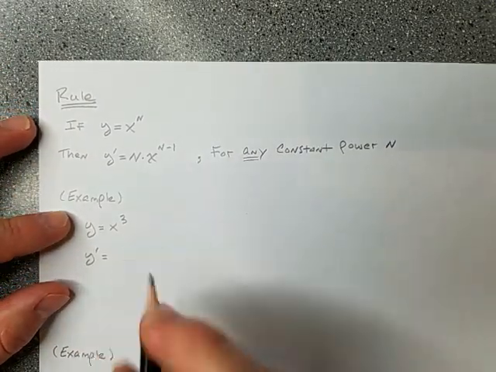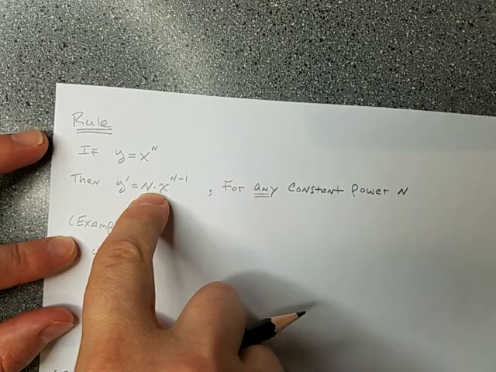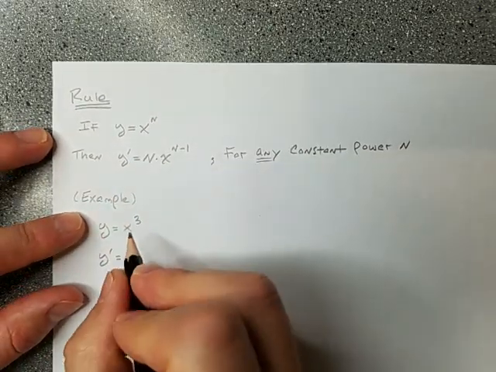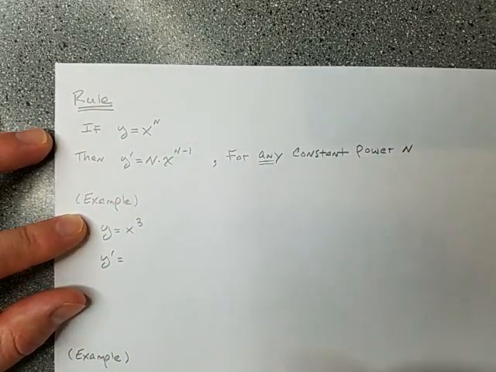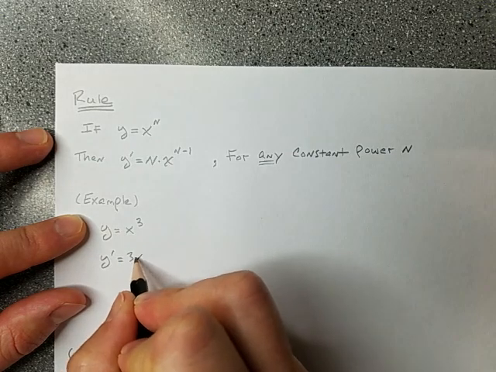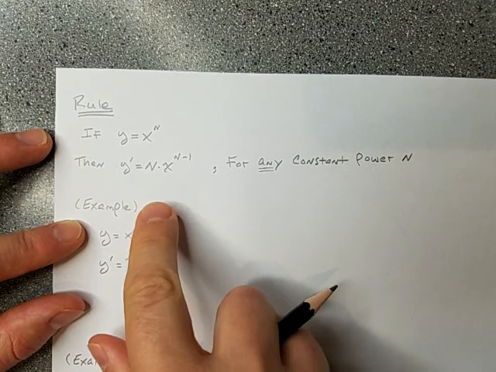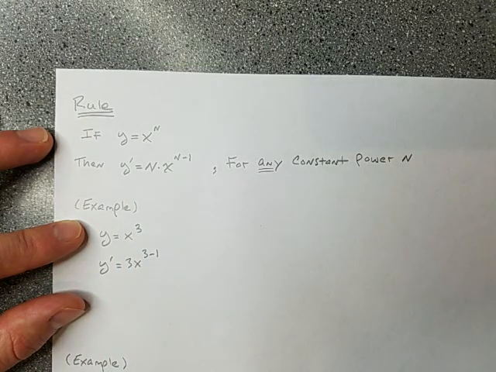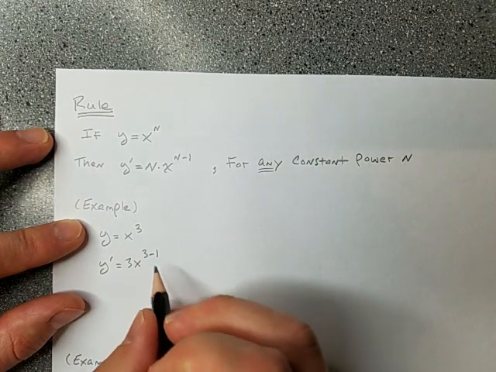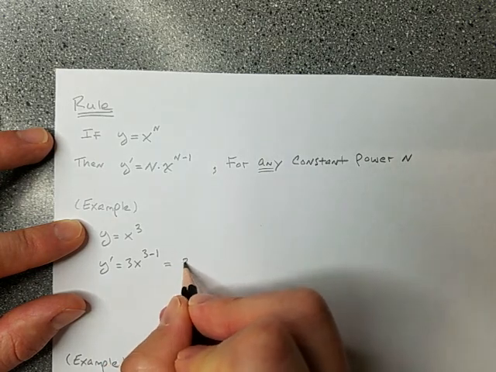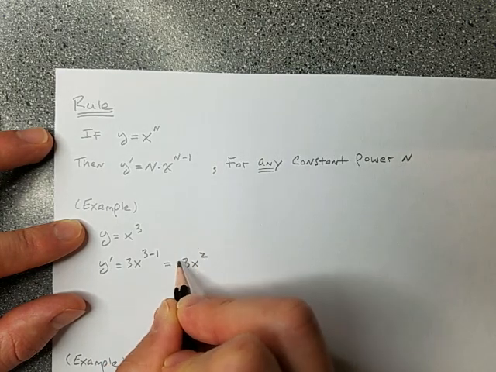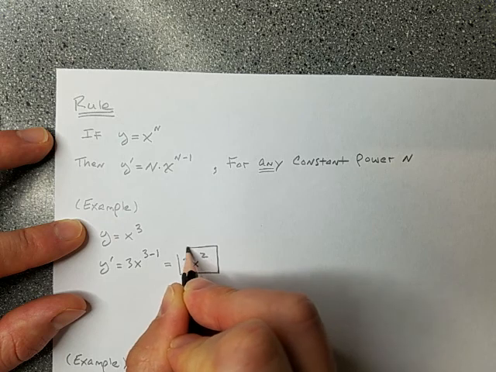So let's see. The rule says that we'll take this power, so the power's n. There's my n. 3 is the power. I'm going to get 3 times x to the power 3 minus 1, right? Is that not exactly what that rule says? All right, hopefully we can agree about that. So it's going to say 3 times x squared. So that's how I got that.